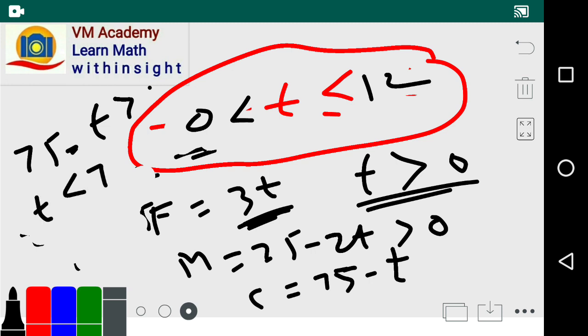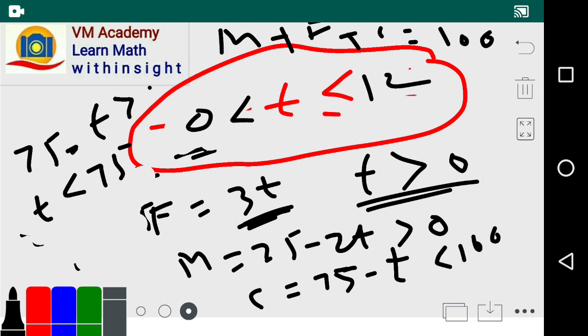That means T is less than 75. Also C is less than 100 friends, because M plus F plus C equals 100. So C is less than 100. So 75 minus T is less than 100. That means T is less than 25. But already T is less than or equal to 12 also.